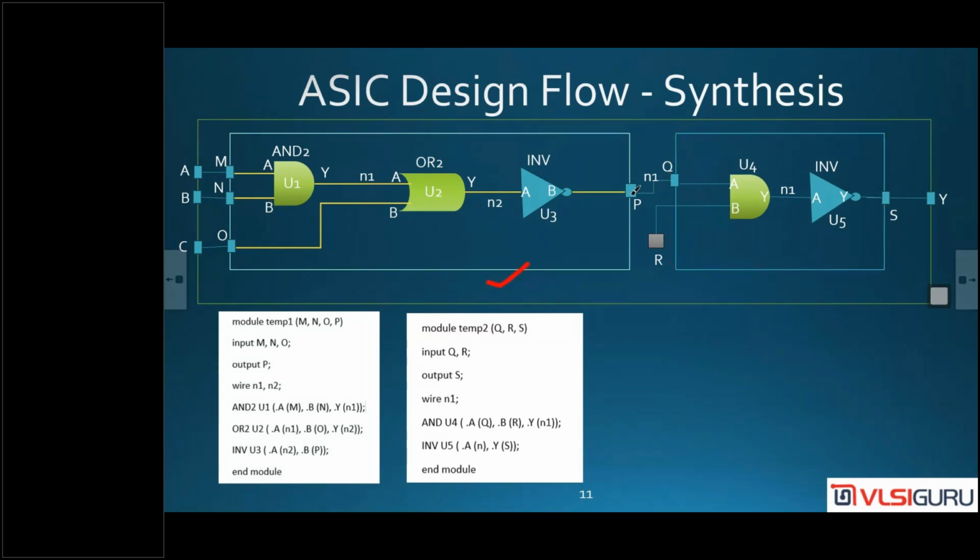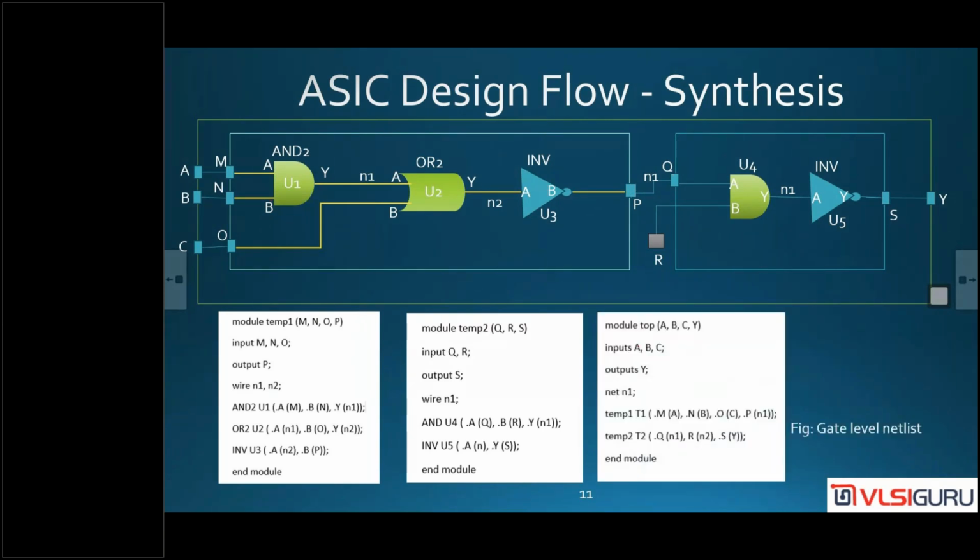This block and this block we have to integrate. So for that reason, I have the final RTL code. What's the final RTL code name? Top. So what are the inputs for my final RTL for the full chip? A, B, C. That is what we can see. And what is the output? Y. So inputs and outputs have been declared.